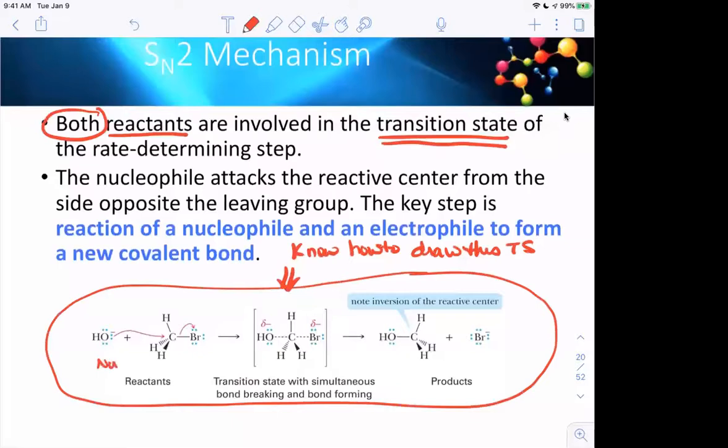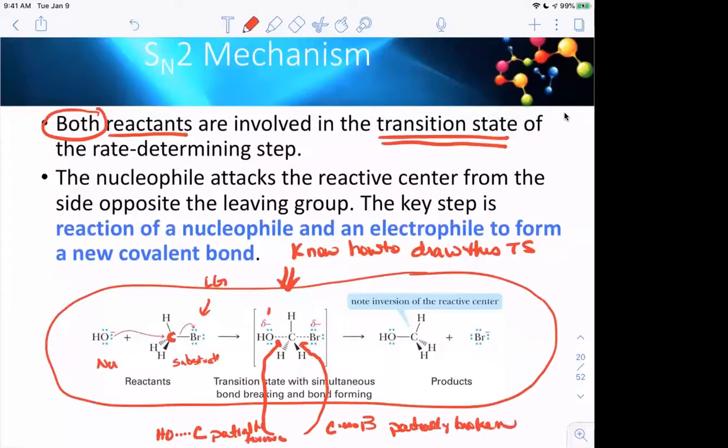So this is my nucleophile. This is my substrate. My bromine is my leaving group. Here's my electrophilic carbon. So notice in the transition state, I have this bond and this kind of partial bond. The HO carbon is partially formed, and the carbon bromine is partially broken. So I have a partial negative and a partial negative because these electrons are still kind of on the oxygen, and these electrons are sort of leaving to the bromine. So I have this partial negative, partial negative.